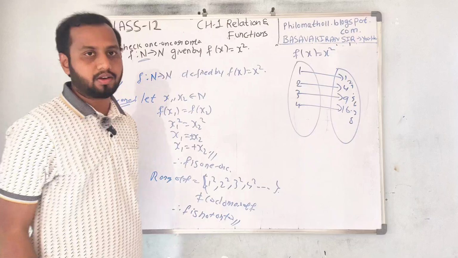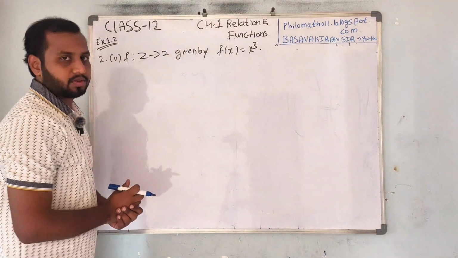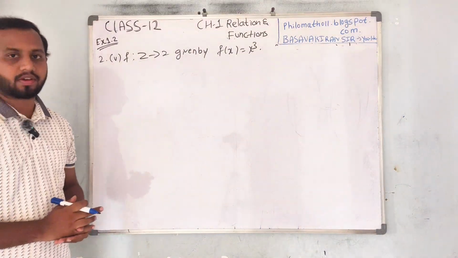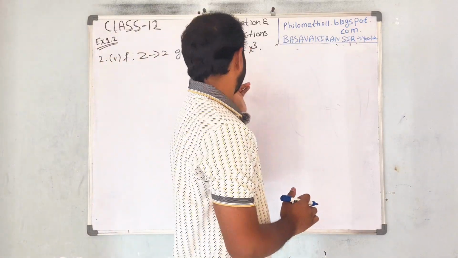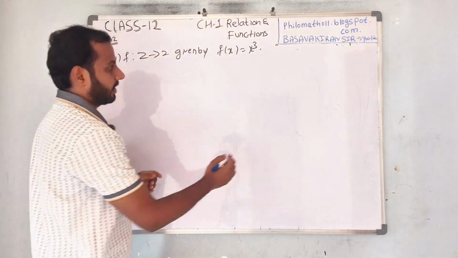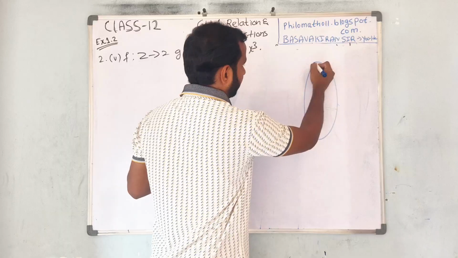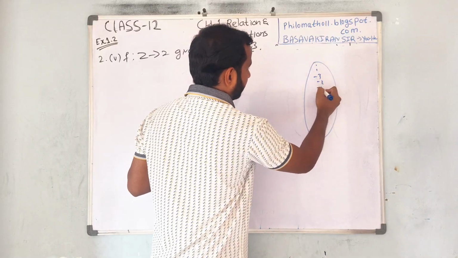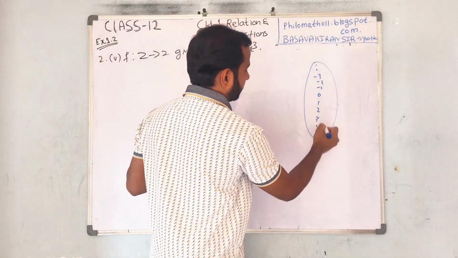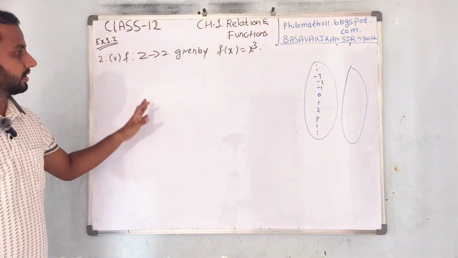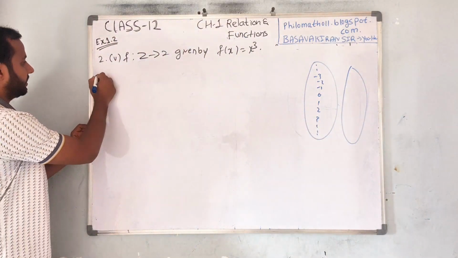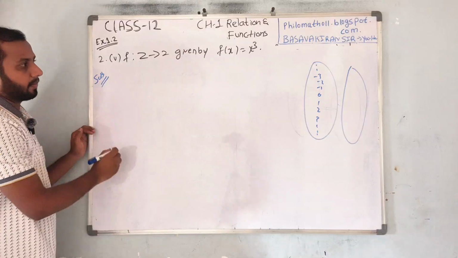F is not onto. Our next question is, we need to check whether the function is 1-1 or onto. f from Z to Z, Z to Z are integers, right? Given by f of x equals x cube. Integers, what all come in yours? -3, -2, -1, 0, 1, 2, 3, and so on, right? Now here the range is also what? Integers. That is, the codomain is also integers. Let us check whether it is 1-1 or onto.